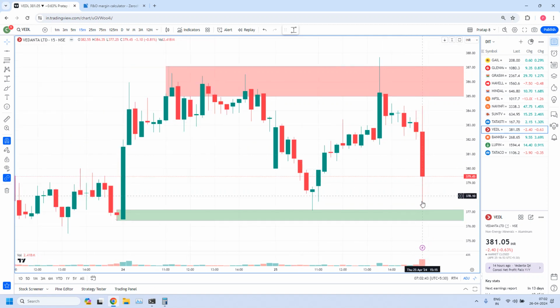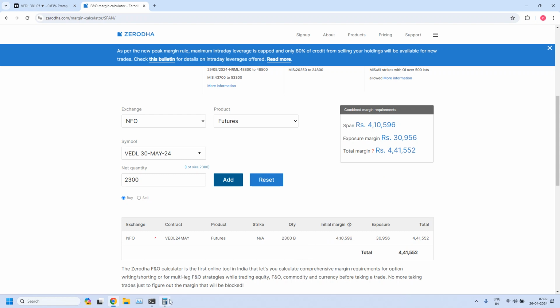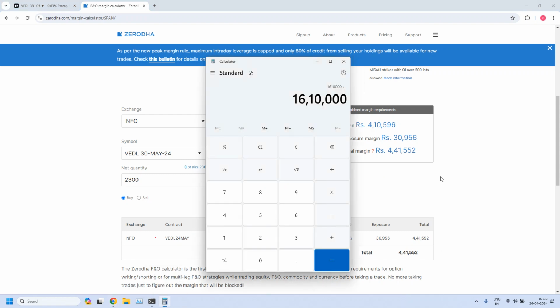Finally prices came near to this only. So let us take the same margin amount. More or less the same will be there, the cost of the margin, divided by 4,41,552. You would have got a 3.6% return, ROI. Maybe compared to others it is the least, but still profit is a profit. That is what you have to understand.